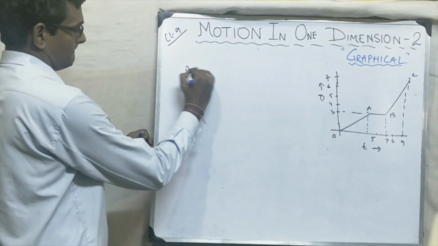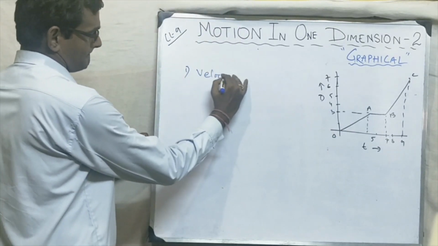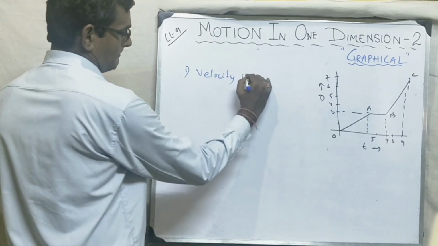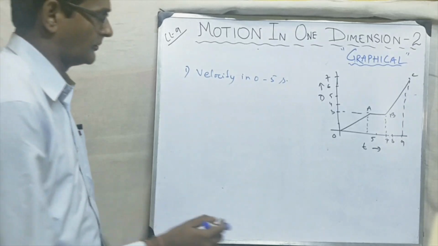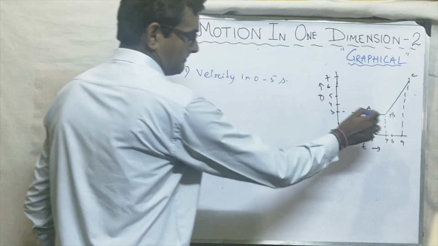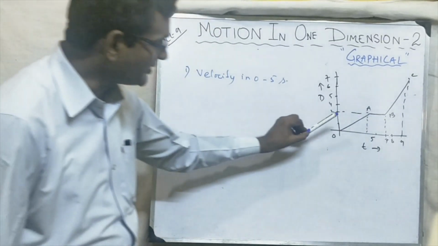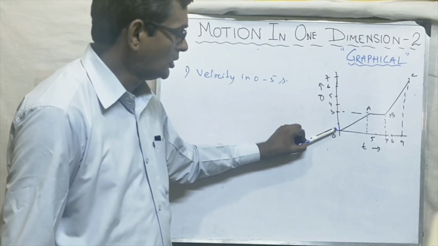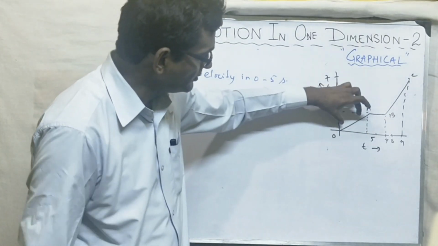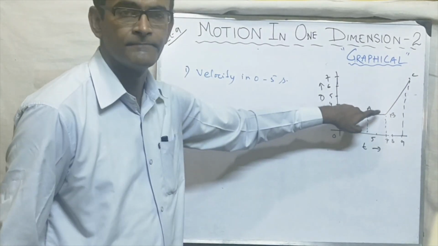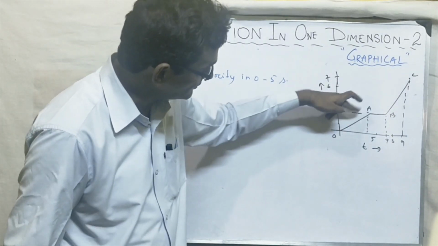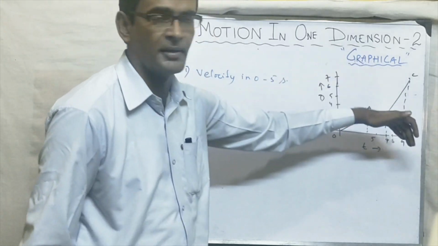First part, velocity in 0 to 5 seconds. Means what? Which one? This part. So here the graph is a straight line now. So in this segment, the velocity will be constant, only up to here, 0 to A. Why? Because this is a straight line. This is not curved. After that it is bending.